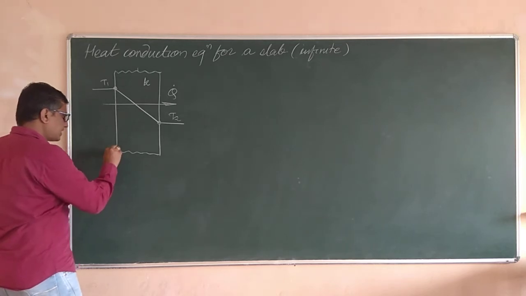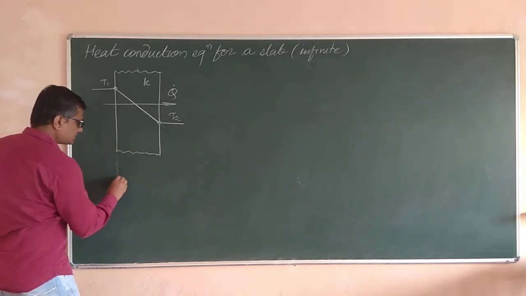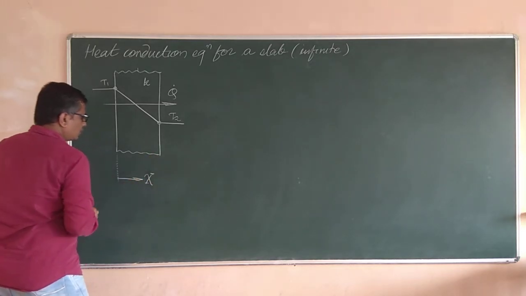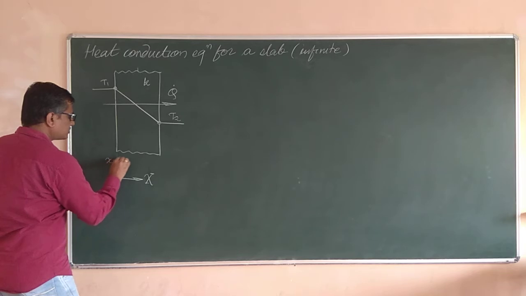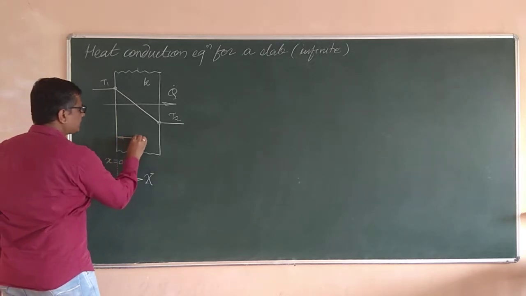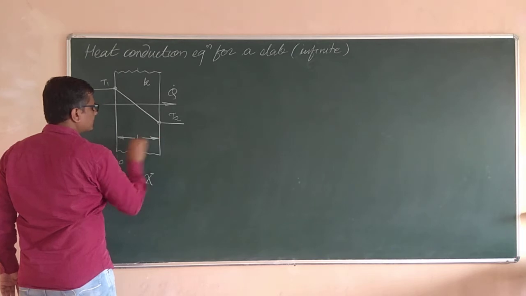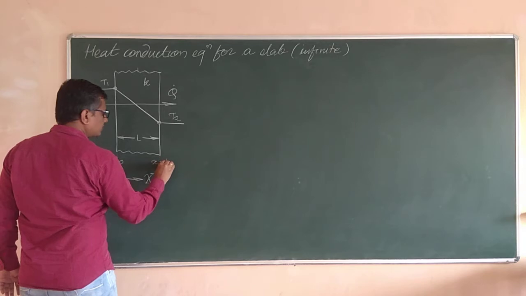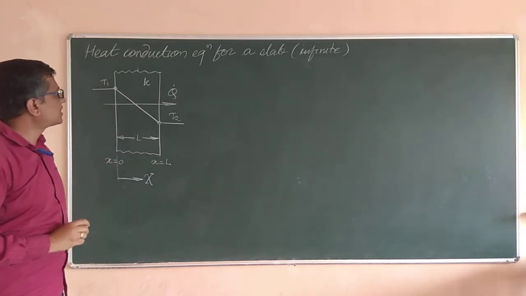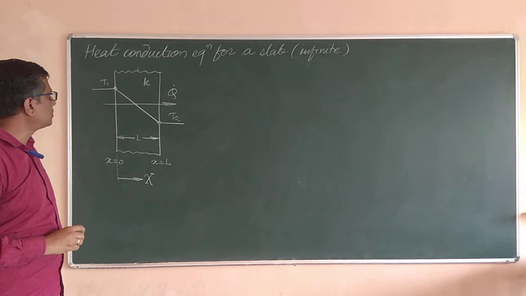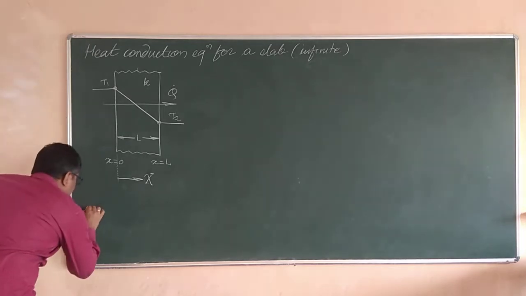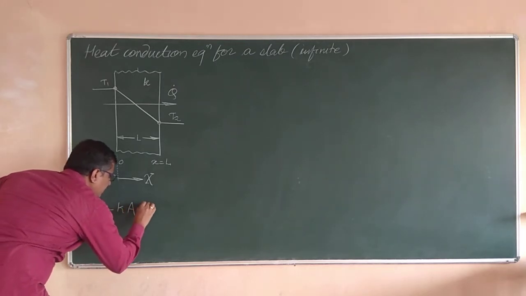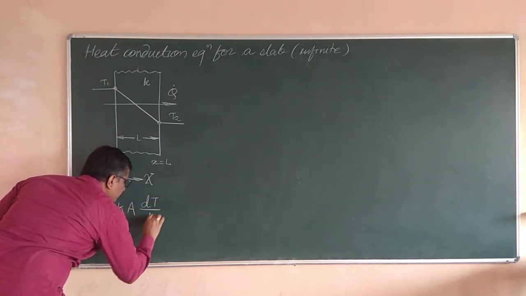Now if I take the x direction to be like this, this is the x-axis, with the x coordinate at this point x equal to 0. The width of the slab is, let us say, L, and at this point x will be equal to L. So these are the nomenclatures. Now let us apply Fourier's law. Fourier's law states that the rate of transfer of heat Q dot is equal to minus K A into dT by dx.